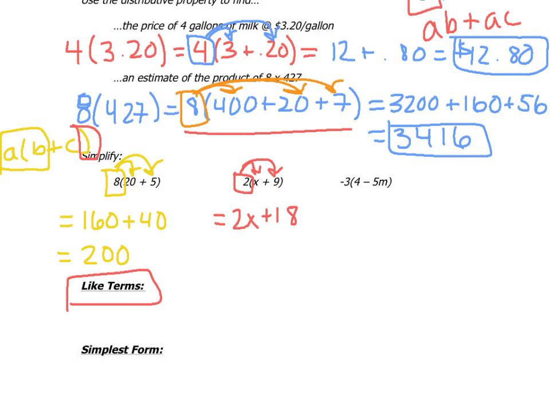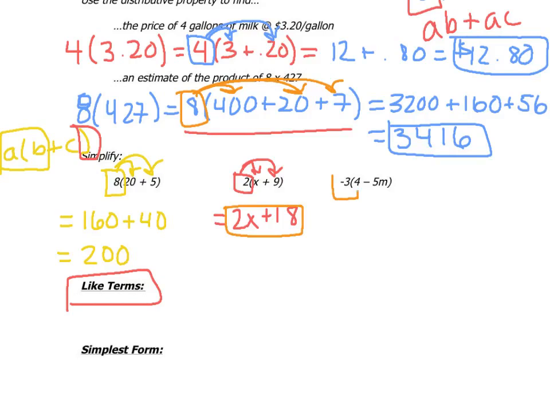I would like to think about it as you have 2 apples plus 18 oranges. They're different. They're not the same. So if you had all numbers like we had up here with 3200 and 160 and 56, they're all numbers, so they can add together quite nicely. But when you have x's, you can't do that. So then 2x plus 18 is your answer.